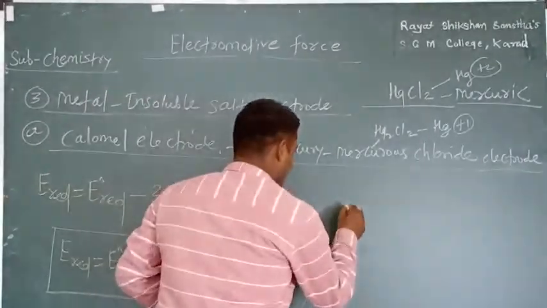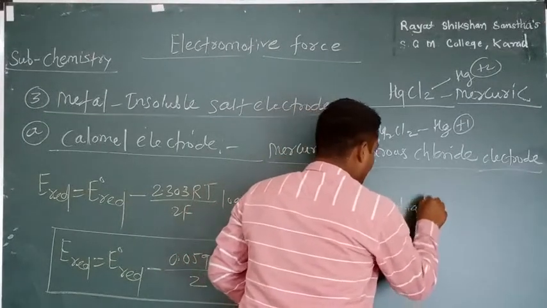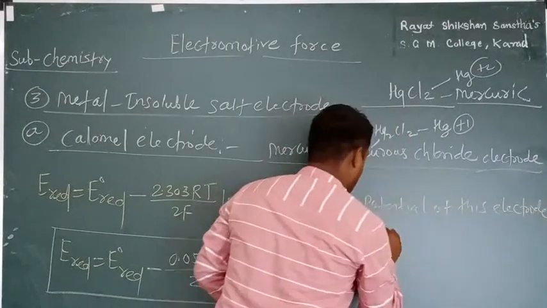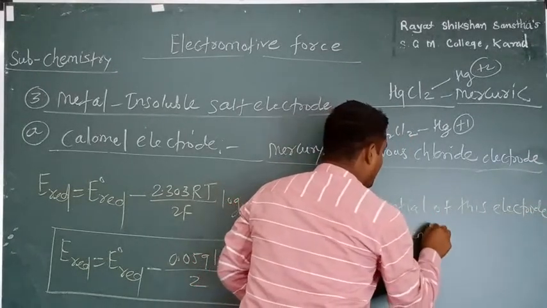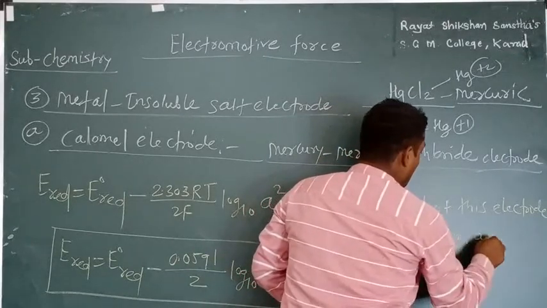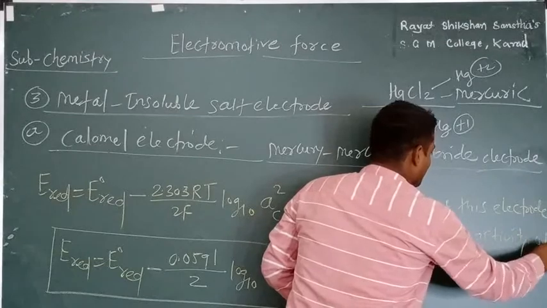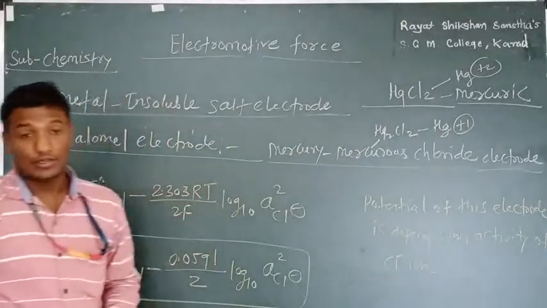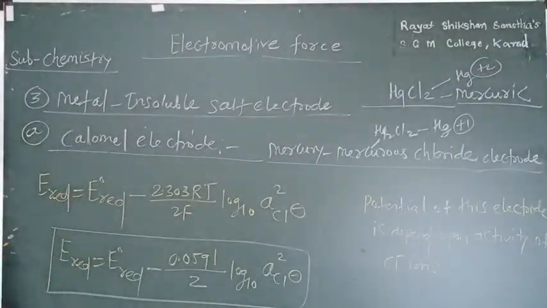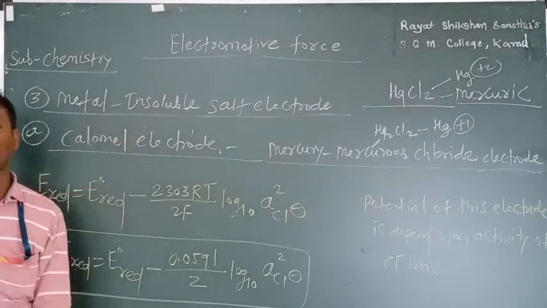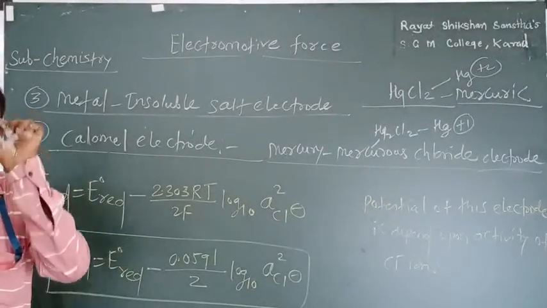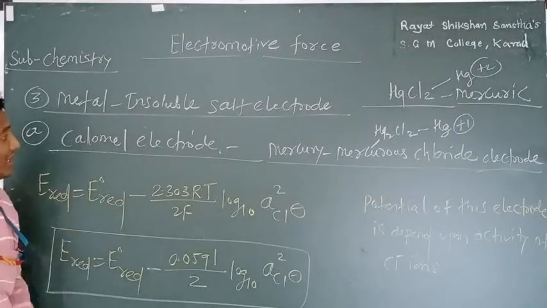And what is the concluding statement? The potential of this electrode depends upon the activity, or you can say concentration, of Cl minus ions. So this is about the calomel electrode. It is a type of metal insoluble salt electrode. So in this category we saw 2 electrodes. One is the silver chloride electrode and second is the calomel electrode.